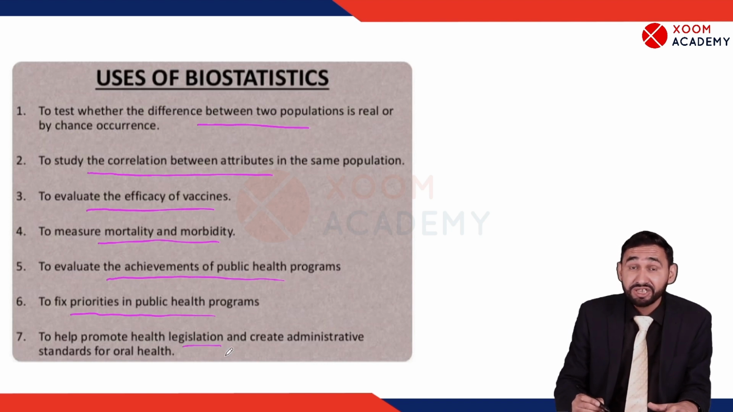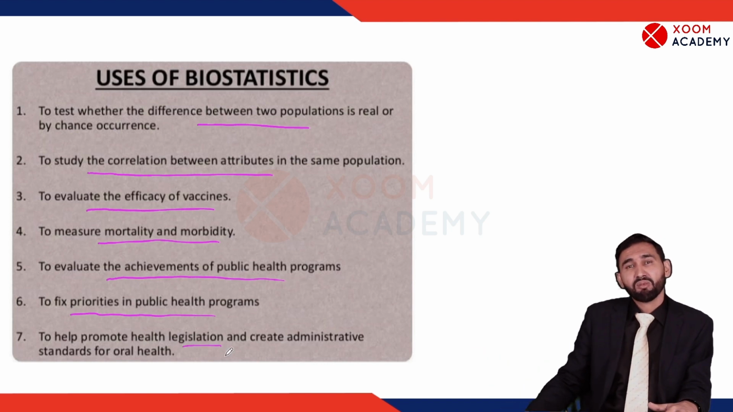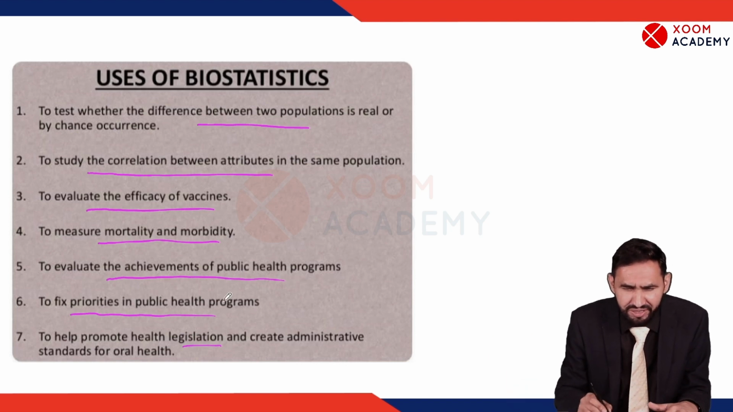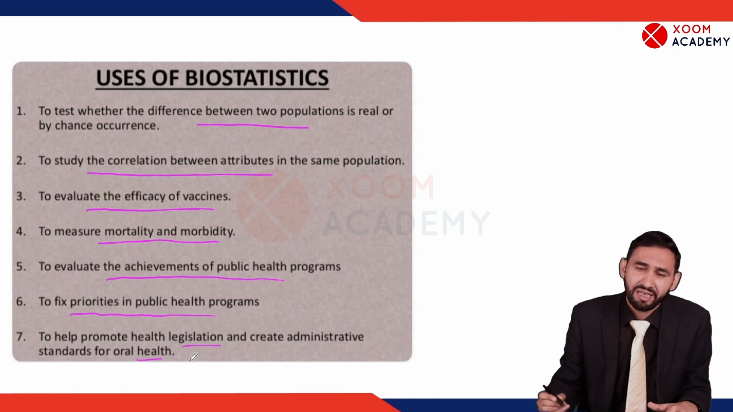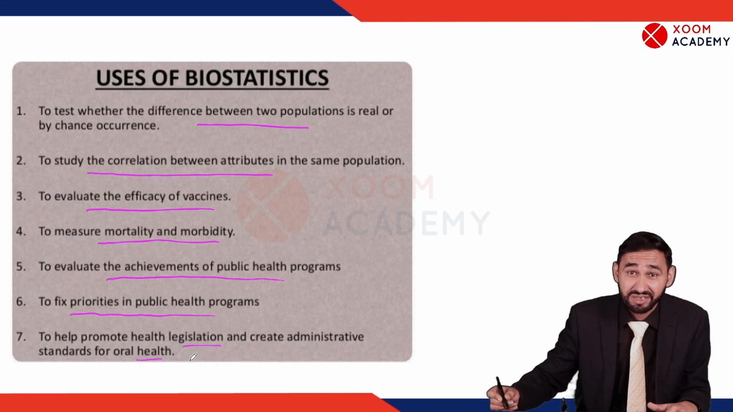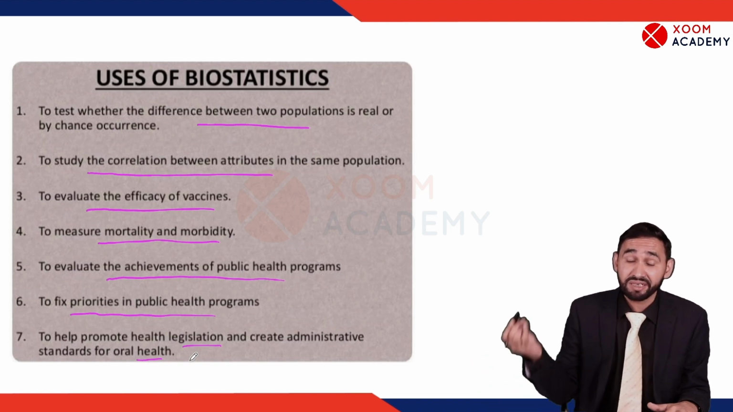We do certain legislations. Like if the burden of smoking is increasing, smoking related diseases like COPD are increasing, we need to legislate. We need to ban smoking and to create administrative standards. Why create administrative standards? The health system is run by administration. Administration governs. Administration trains the workers. Administration provides funds. We need to raise their standards.